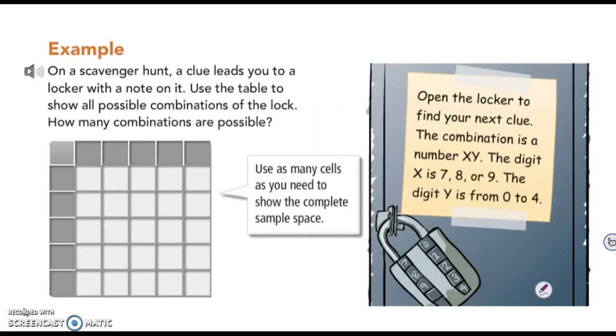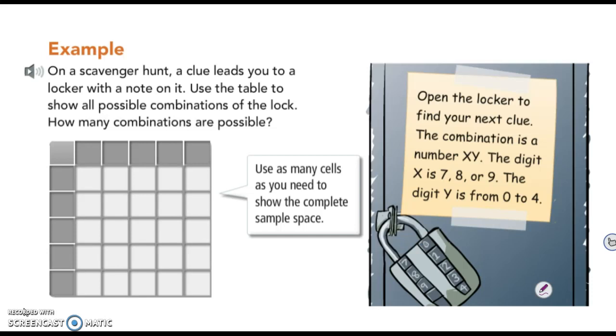Let's look at the next example in your notes. On a scavenger hunt, a clue leads you to a locker with a note on it. Use the table to show all possible combinations of the lock. How many combinations are possible? If we look at the locker, it says open the locker to find your next clue. The combination is a number XY. The digit X is 7, 8, or 9. The digit Y is from 0 to 4.